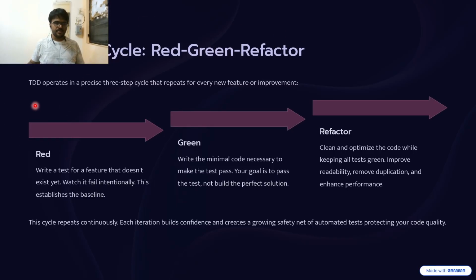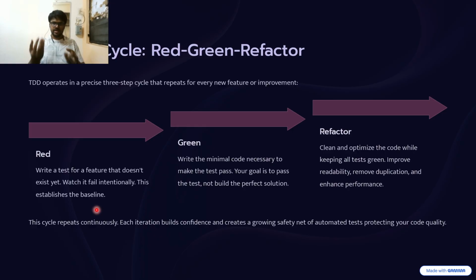The TDD cycle. Now, test-driven development operates in a precise three-step cycle that repeats for every new feature or improvement. First, red: write the test case for a feature that doesn't exist yet. Run it and watch it fail intentionally. This establishes the baseline.